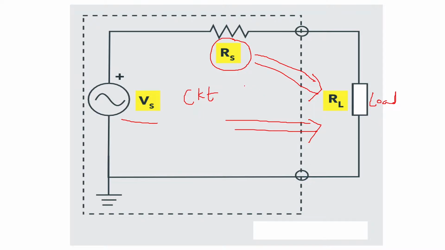Now when RS is equal to RL, maximum power will get transferred from source to load. This is what the basic statement says. Now this effective resistance can be calculated if you look from the terminal of the load into the circuit. If you look inside the circuit, the effective resistance, which we have marked here as RS, can be calculated.